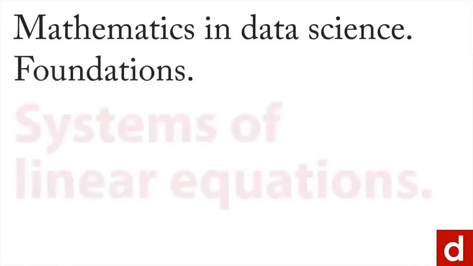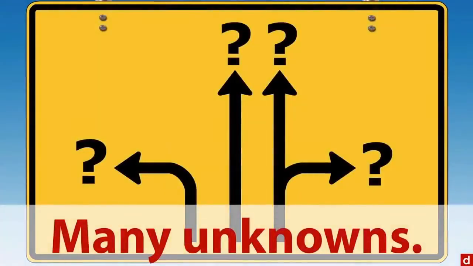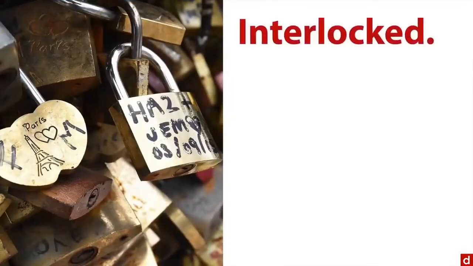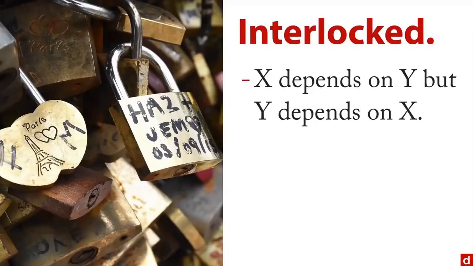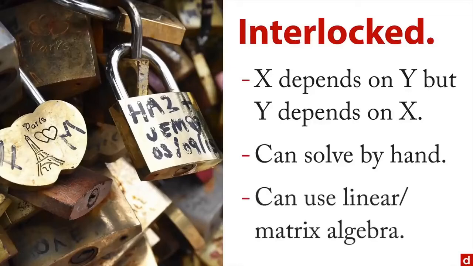Our next step in mathematics for data science foundations is systems of linear equations. And maybe you're familiar with this, but maybe you're not. And the idea here is there are times when you actually have many unknowns and you're trying to solve for all of them simultaneously. And what makes this really tricky is a lot of these are interlocked. Specifically, that means X depends on Y, but at the same time, Y depends on X. What's funny about this is it's actually pretty easy to solve these by hand, and you can also use linear matrix algebra to do it.